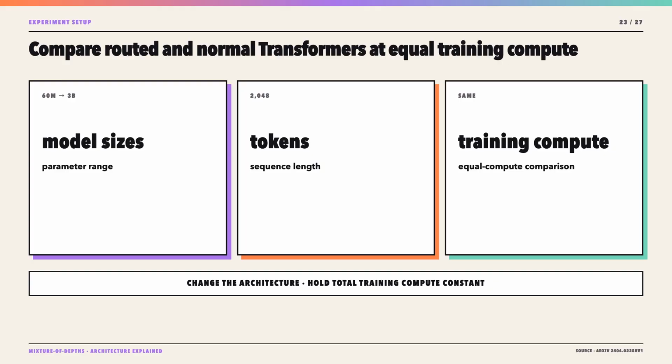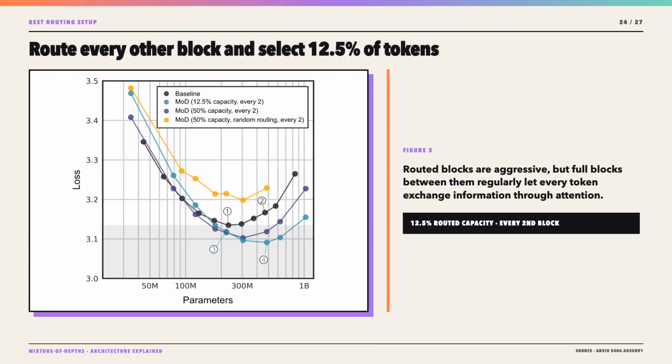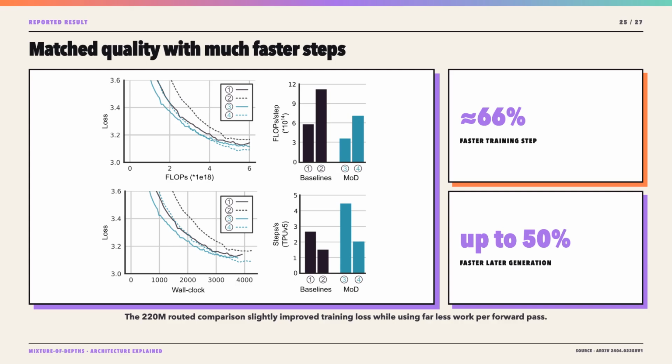The experiments compare normal transformers with routed models under the same total training compute. Model sizes range from 60 million to 3 billion parameters, with sequences of 2048 tokens. Their strongest small-scale setup routes every other block and processes only 12.5% of tokens inside each routed block. Full blocks between them let every token regularly exchange information. In one 220 million parameter comparison, the routed model reached slightly better training loss while stepping about 66% faster. During later text generation, some models were up to 50% faster.